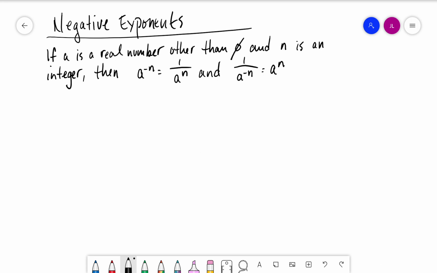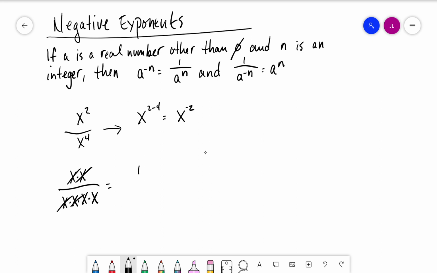Well, let's think of an instance where we have something like x squared over x to the fourth. We know we can rewrite this as x to the 2 minus 4, which would be x to the negative 2 power. Now, if we look at this in a different manner, we could see this as x times x over x times x times x times x. We know these will cancel, so what we're left with is 1 over x squared.